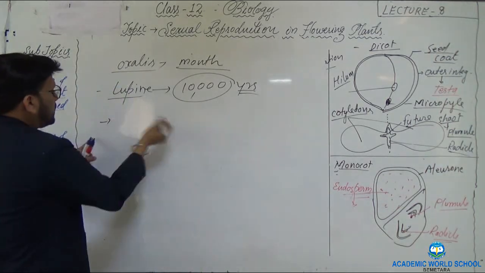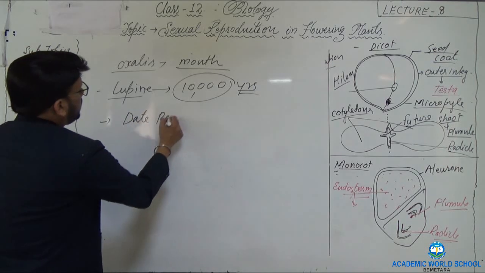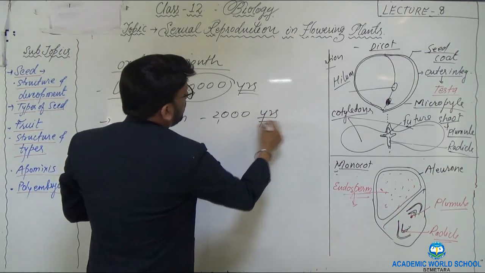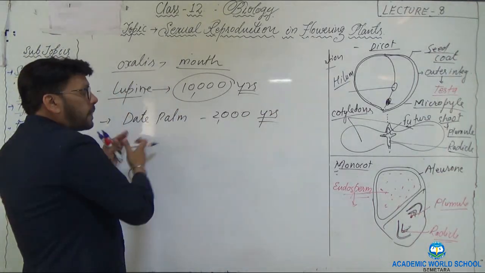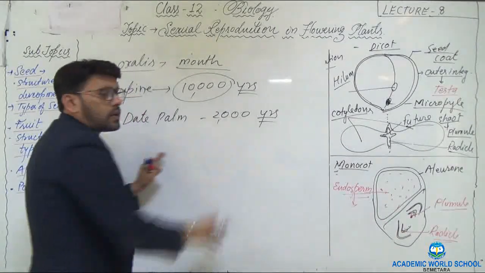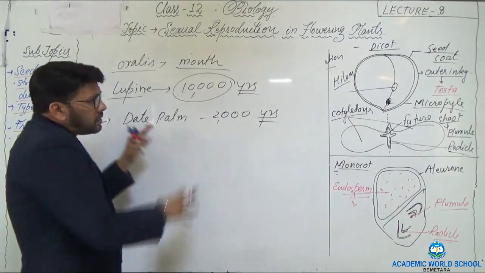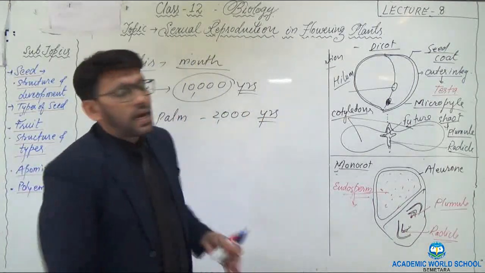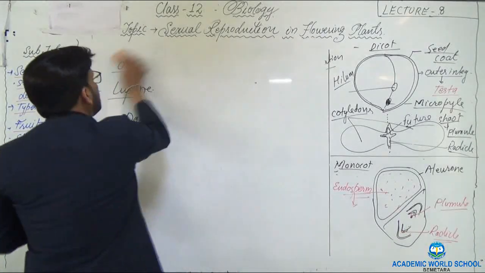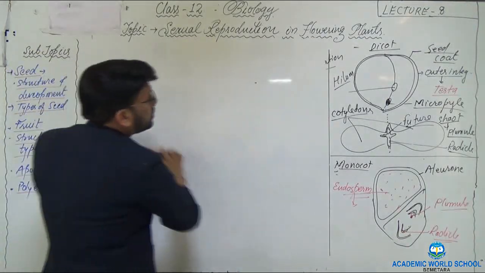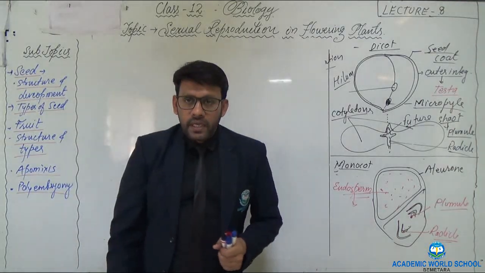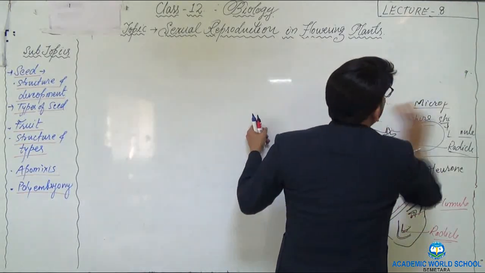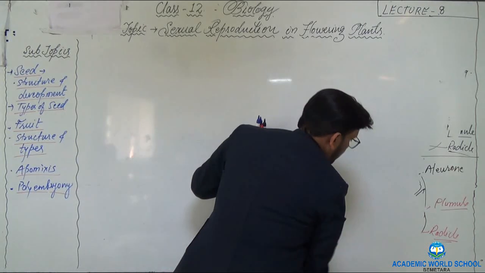And then one more has been found, that is date palm. It is estimated to be 2,000 years old. That means it has the viability for this 2,000 years. So this is actually the great variation in the types or varieties of seed in the ecosystem. Yes? Now children, this was all about the structure of the seed and the development of the seed.